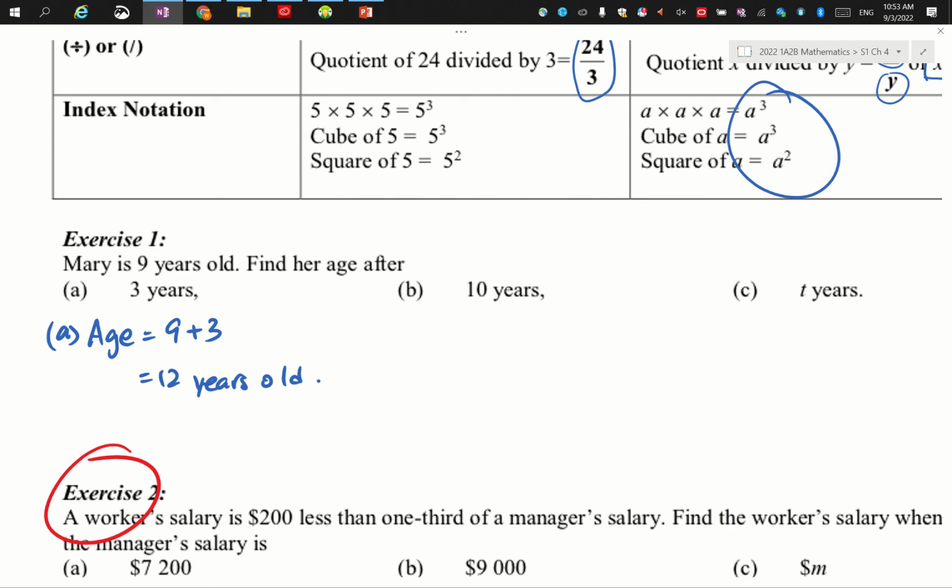Because subsequently, we will tell you Mary is X years old. Find the age after 3 years. Then you'll be like, huh? How to take X plus 3? So that is what we want to cover subsequently.